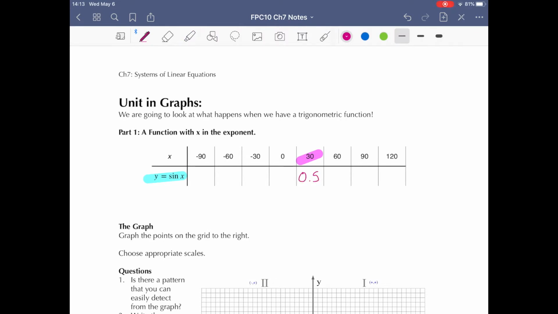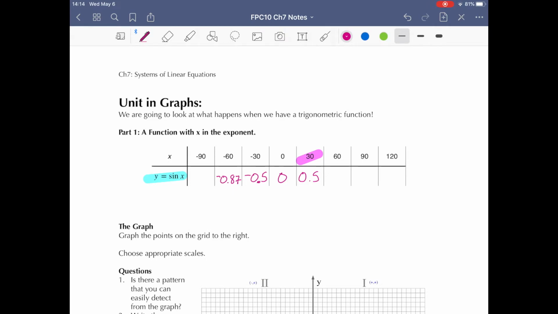Now we can just go through and calculate the rest of these values. So sine of 0 is 0. Negative 30, sine, negative 0.5. Negative 60, negative 0.87. Now we only need to go to 2 decimal places. It gives you more, but we only need to go to 2.